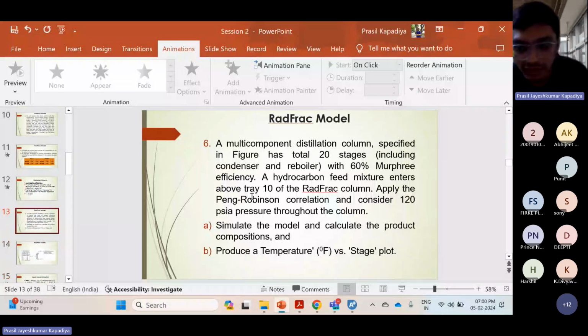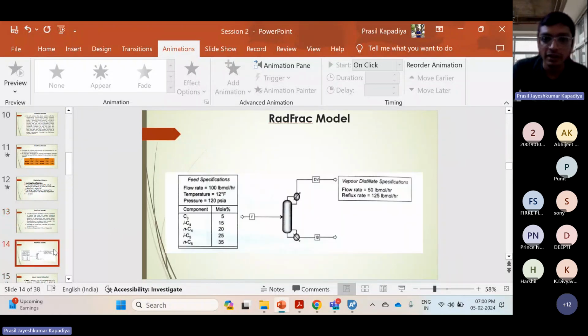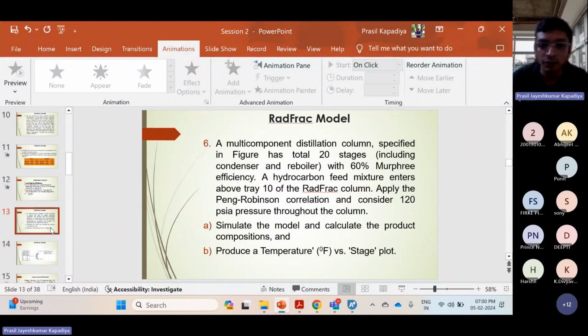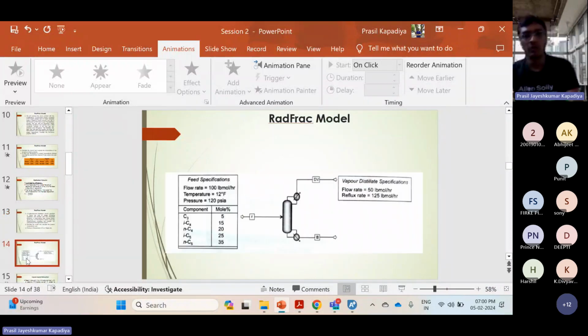A multi-component distillation column specified in this figure has a total of 20 stages, including a condenser and reboiler, with 60% Murphree tray efficiency. A hydrocarbon feed mixture enters above tray 10 of the RadFrac column. Apply the Peng-Robinson equation of state and consider 120 psia pressure throughout the column. So we are supposed to simulate the column.